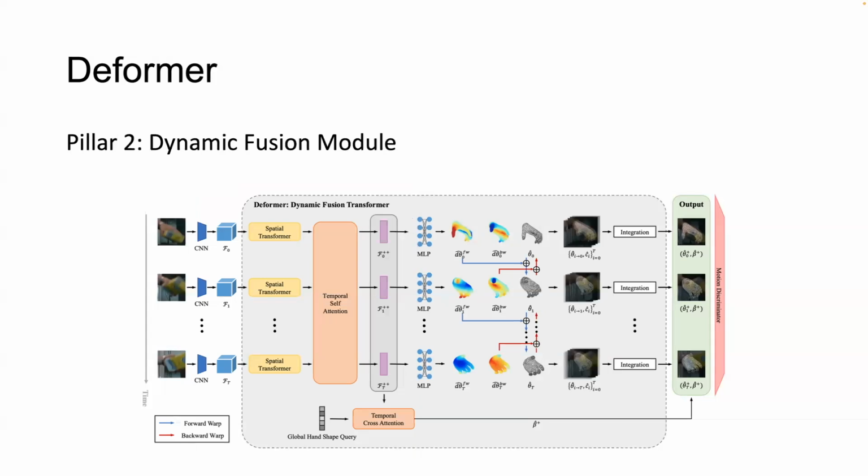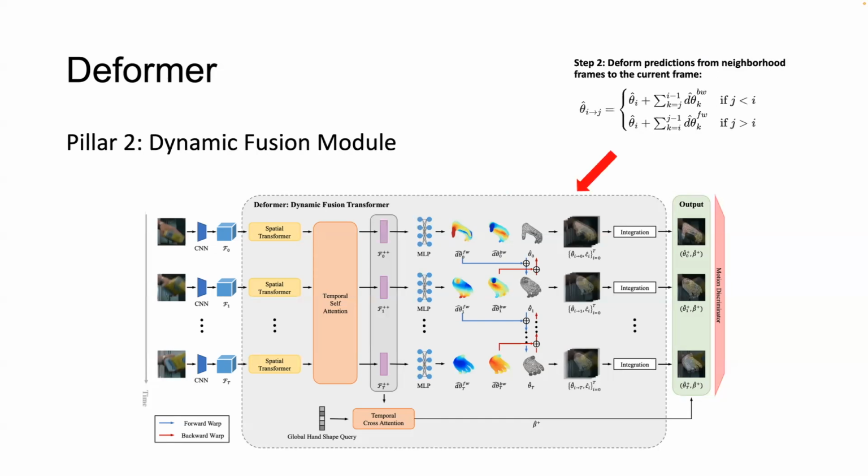This observation motivates us to design the second pillar, the Dynamic Fusion Module, which explicitly leverages other frames to help with a robust hand pose estimation of the current frame. The first step of the Dynamic Fusion Module is to predict two outputs: the forward-backward motion, which deforms the current frame hand pose to the next and previous frames, plus a confidence score indicating how confident the network is about the current frame's prediction.